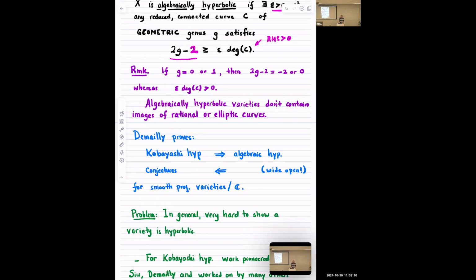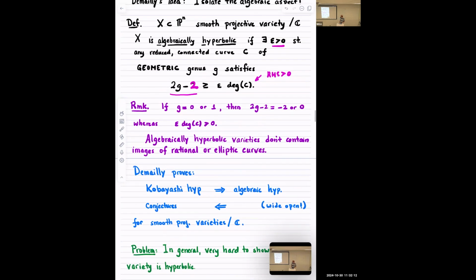All right. So let me maybe pause the definition of algebraic hyperbolicity before I go on. Again, what we want is there to be a lower bound, some epsilon, such that epsilon times the degree of the curve should always lower bound the 2g minus 2 of the curve, where g is the geometric genus. Any questions?